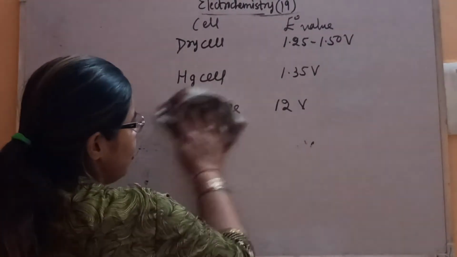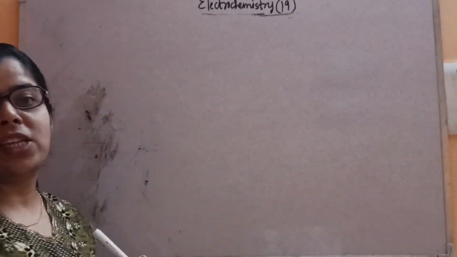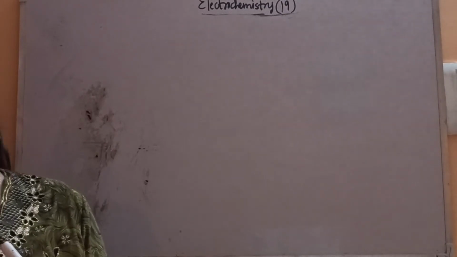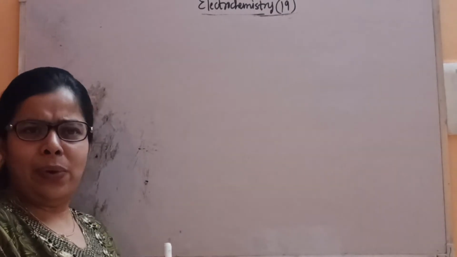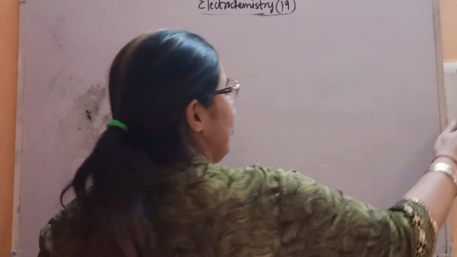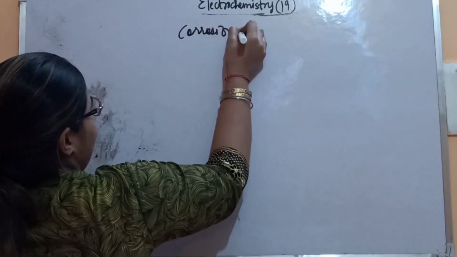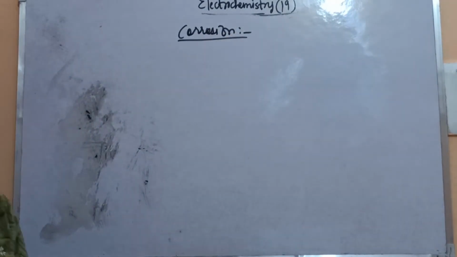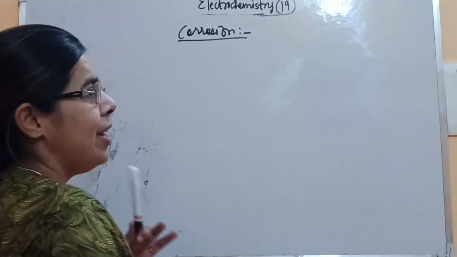Now the last topic of the chapter is left, that is corrosion. You have all studied what corrosion is, but here we will relate it with electrochemistry. In junior classes you studied that metal is getting corroded, iron is getting corroded. But what is actually happening? As we know, metals are obtained from the earth crust, so they come back after coming in contact with the atmosphere.